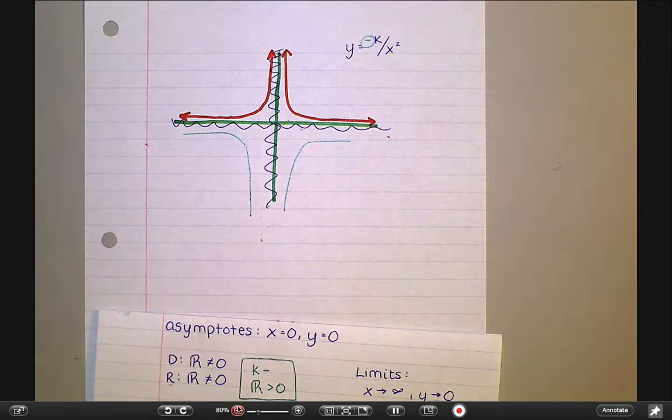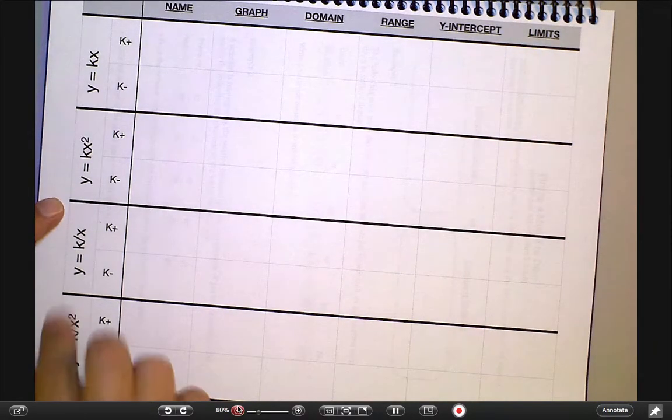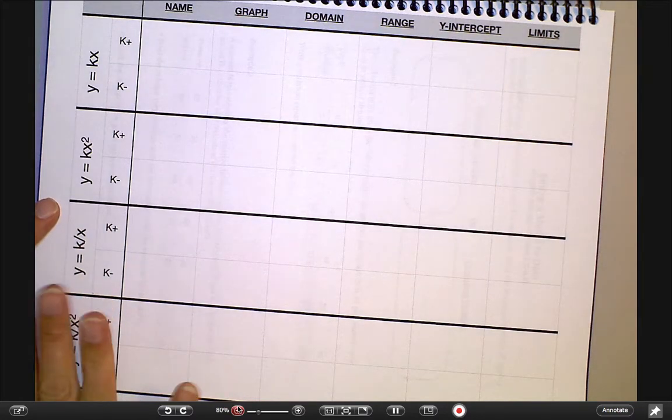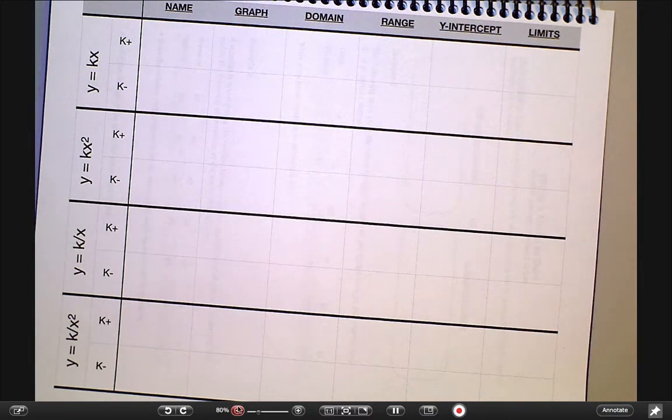So I should have just covered just about everything that should go in your table, or I at least alluded to it. There may be some places that you have to think for yourself a little bit. But you now should be able to fill in these bottom 2 rows in your table, paying careful attention to any differences between k being positive and k being negative. You will want that information filled in before you start your homework for tonight, which is Lesson Master 260.